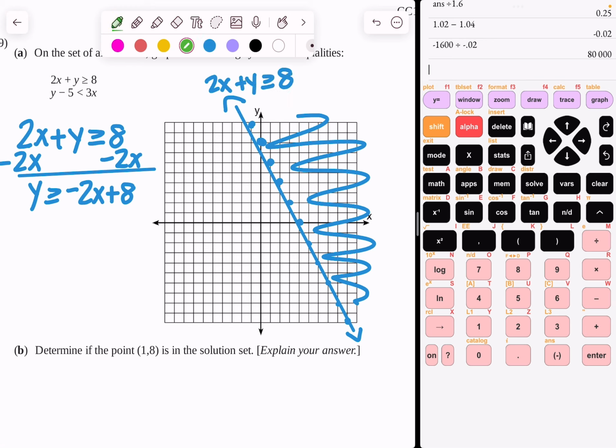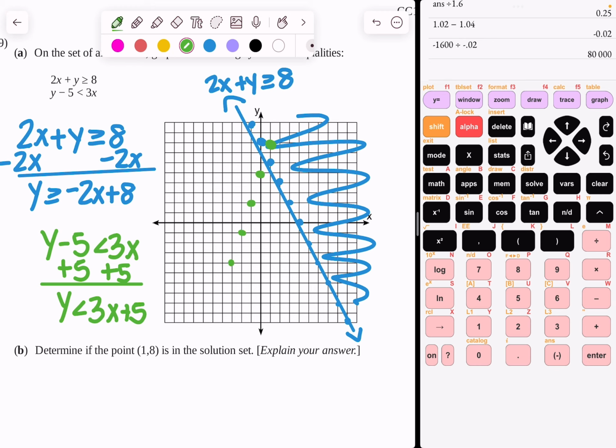All right, let's look at the next one. y minus 5 is less than 3x. All I have to do is add this 5 to bring it to the other side. And I get y is less than 3x plus 5. I'm going to start by going up to 5. 1, 2, 3, 4, 5. And now I go up 3, 1, 2, 3, to the right 1. Or I could go down 3 to the left 1. This is just a less than symbol, so I use a dotted line.